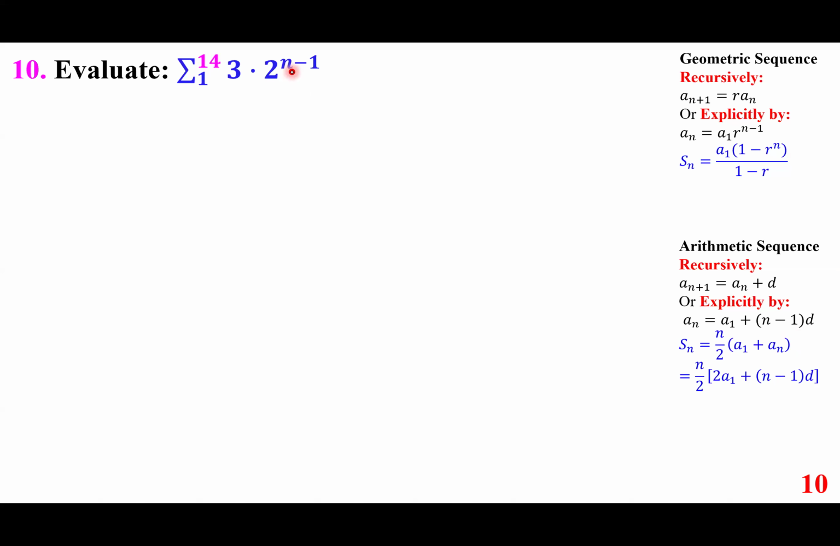So first, let's write the meaning of it. If n is 1, this becomes 2 to the power of 0, which is 1. So it becomes 3. If n is 2, 2 minus 1 is 1, 2 to the power of 1 is 2, 3 times 2 is 6. If n is 3, 3 minus 1 is 2, 2 squared is 4, times 3 is 12. So it means add up those numbers. So that's the meaning of it, everybody.